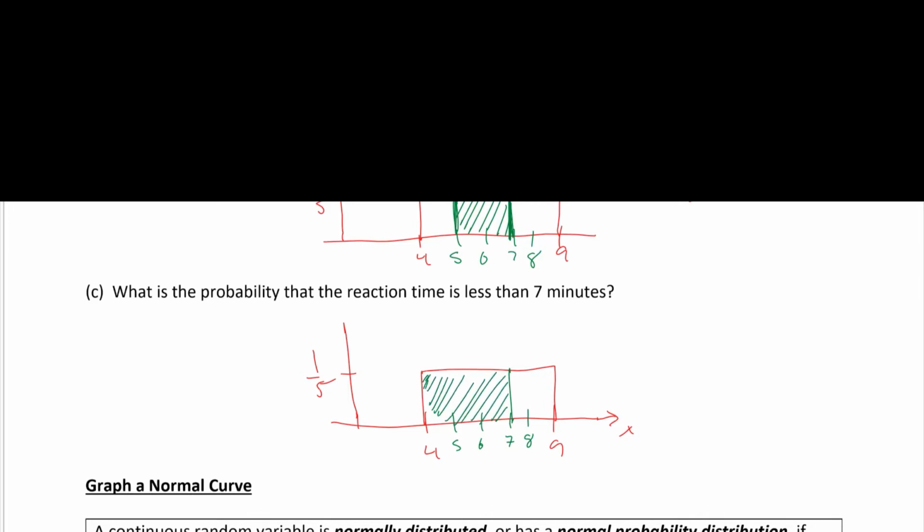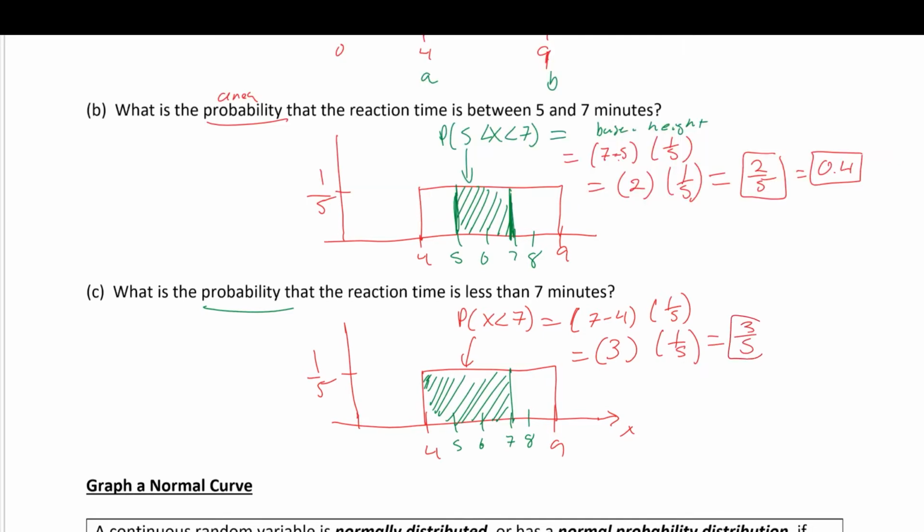Okay, again, they're looking for probability, so we're referring to the area of this region. So the probability that x is less than 7 is equal to, well, it only exists from 4 to 7, so that width there is, well, 7 minus 4, right? And again, the height is still 1/5. 7 minus 4 is 3 times 1/5 equals 3/5 or 0.6.